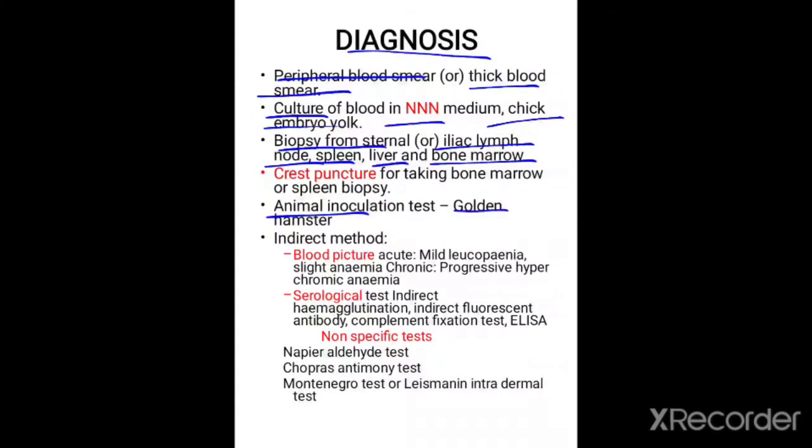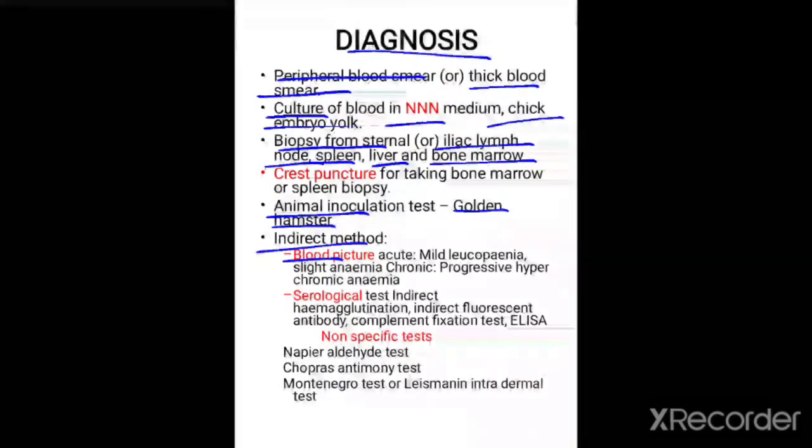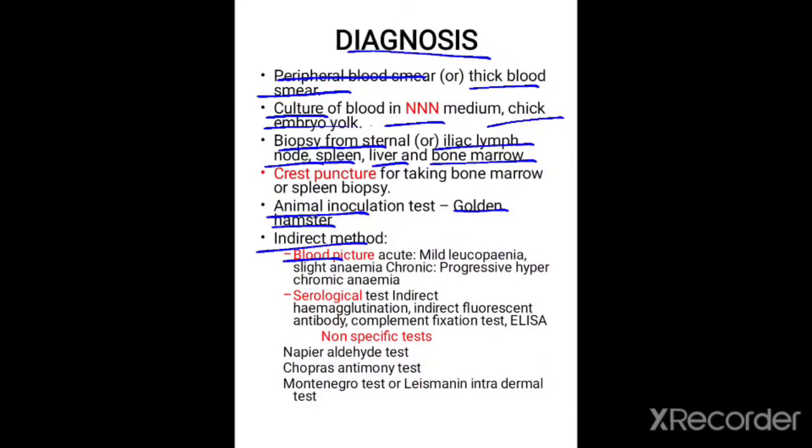The animal used is the golden hamster. Indirect methods include the blood picture, that is, in the acute phase mild leukopenia and slight anemia, and in the chronic phase progressive hyperchromic anemia. Serological tests include the indirect hemagglutination test, indirect fluorescent antibody test, and complement fixation test, and ELISA can also be carried out.